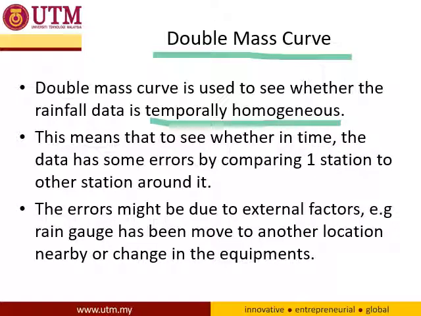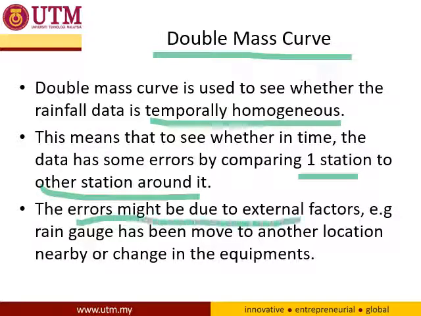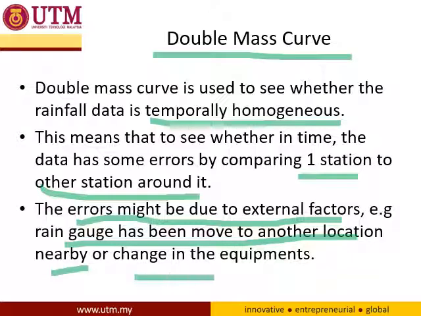Again, this means seeing whether in time the data has some errors by comparing one station to other stations around it. The errors might be due to some external factors. For example, the rain gauge has been moved to another location nearby, or there are some changes in the equipment. We need to check this, because these are part of the process of data error analysis. We want to see if there is some error in the data.